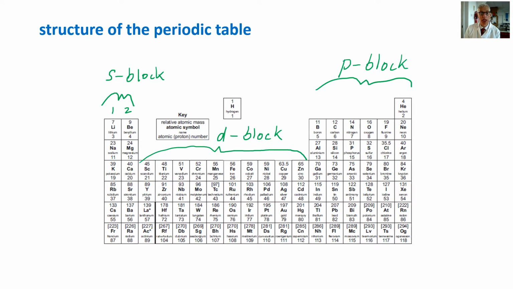The S block elements, their highest energy electron is in an S subshell. D block element, the highest energy electron is in a D subshell. The P block element, the highest energy electron is in a P subshell.